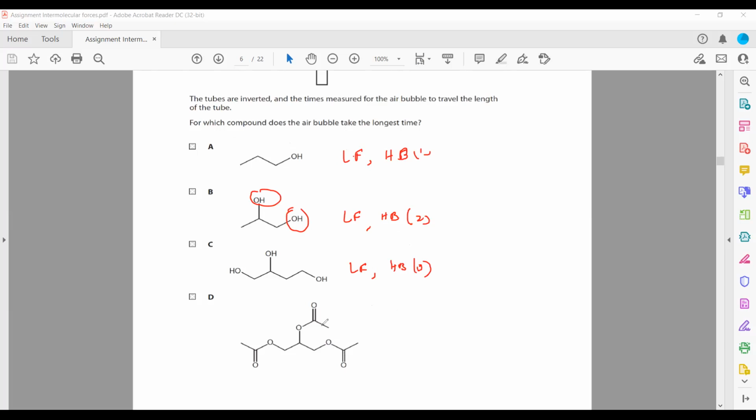For this molecule, carbon is partial positive and oxygen is partial negative. This will have London force and dipole force. So which one is the strongest? The hydrogen bond is strong, and there are three hydrogen bonds for this. That's why C is the right option. Is this question clear, how we work it out? The one having the highest viscosity, a greater tendency to resist flow or stronger attraction between the molecules, will not allow the air bubble to move freely.